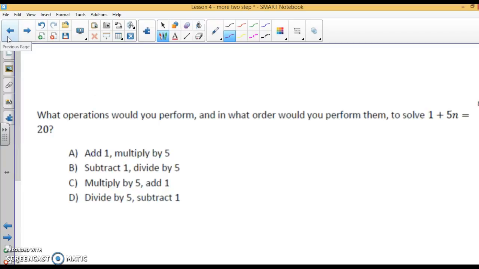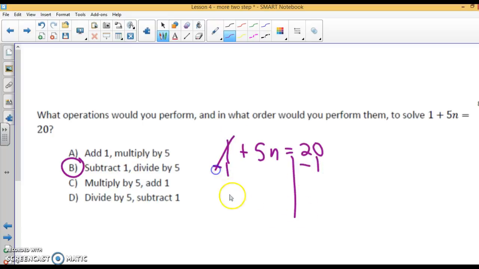All right. What operations would you perform, and in what order would you perform them to solve 1 plus 5n equals 20? So, what would we do first? To move this 1, we'd subtract 1. So, subtract 1, and then we'd have to divide by 5. Subtract 1, divide by 5. And if you can't see that, work through it. You subtract 1, because that's the furthest from the variable, and then you would divide by 5.